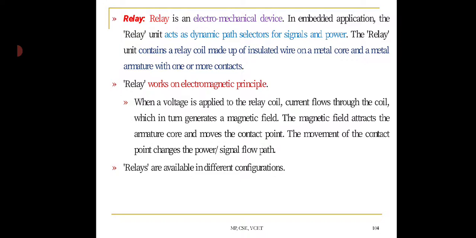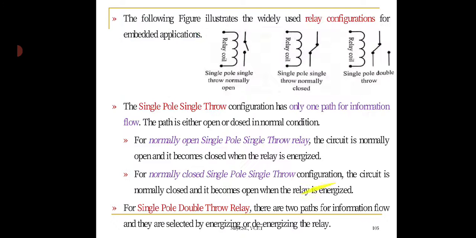When a voltage is applied to the relay coil, current flows through the coil, which in turn generates a magnetic field. The magnetic field attracts the core and moves the contact point. The movement of the contact point changes the power signal flow path. Relays are available in different types. If you observe this figure, it is very clearly shown.